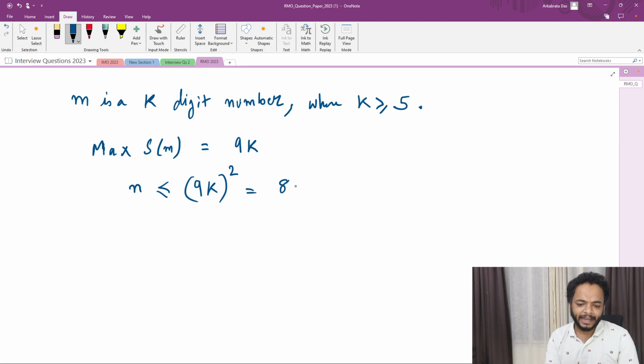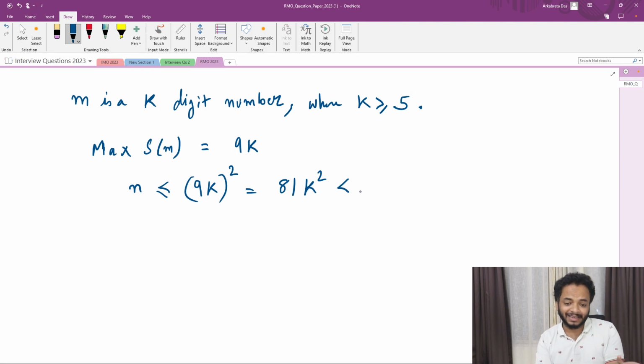Which is 81 k squared, and I can say that it's less than 100 k squared.